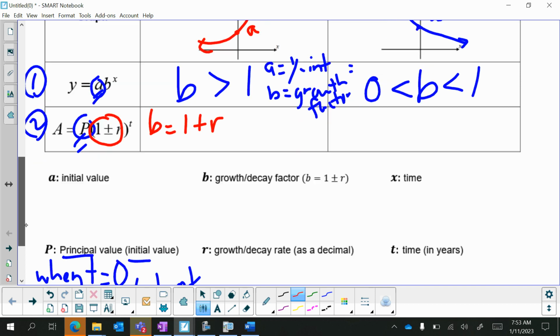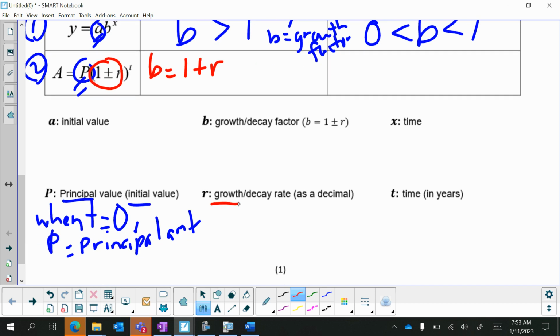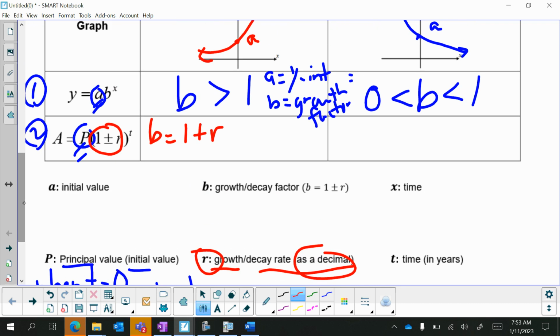So if you look down below, you see it says growth or decay rate. R is the rate, and you have to make it a decimal, okay? So let's say it was growing at 20%. I would have put in 1 plus 0.20, which is 1.20, and that would have been growth. So basically what that means is it's retaining 100% of its initial value, and then it's growing by 20%. Okay, so that's the growth.